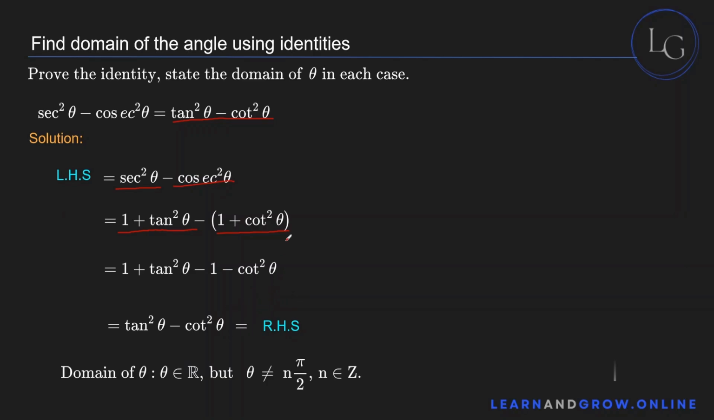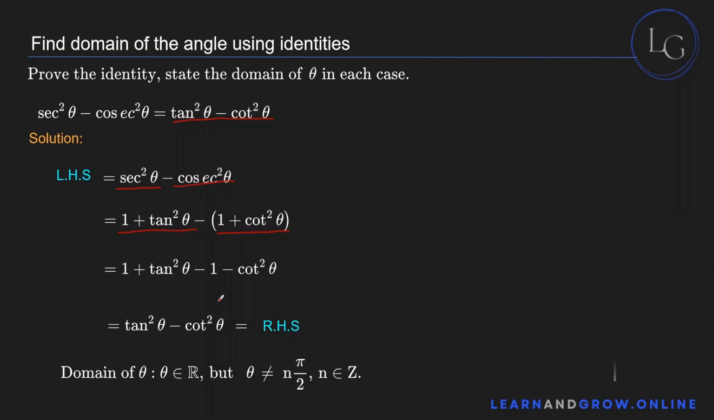And now you need to find the domain. Again, theta cannot be a multiple of pi by 2, because, well, you know that tan theta is basically just undefined at any multiple of pi by 2. And similarly, so is cotangent square theta.